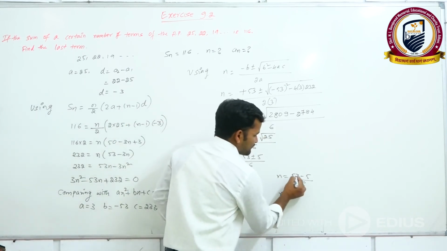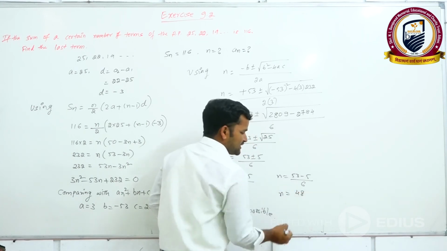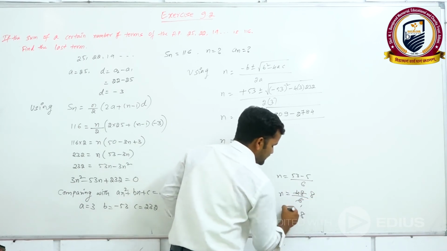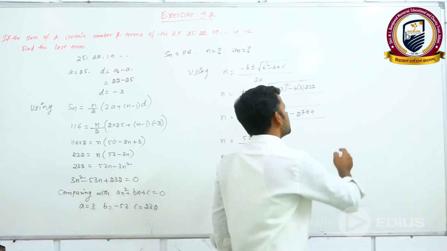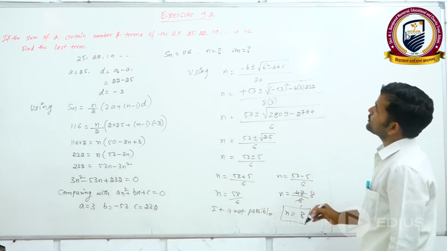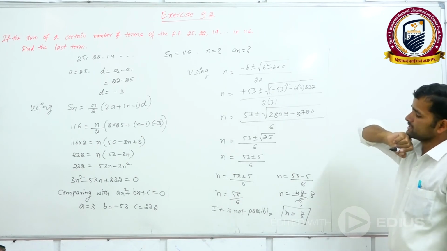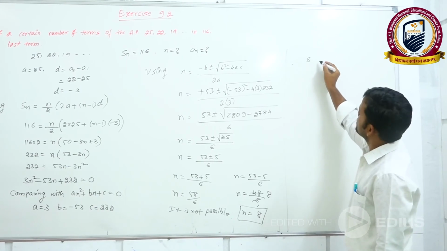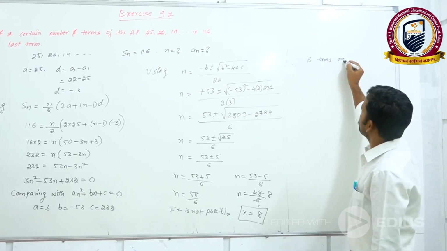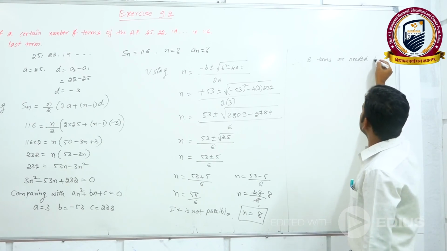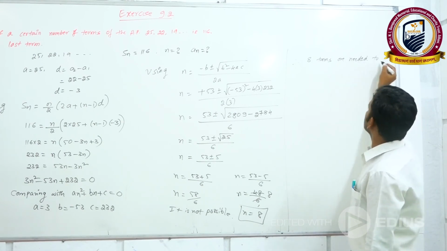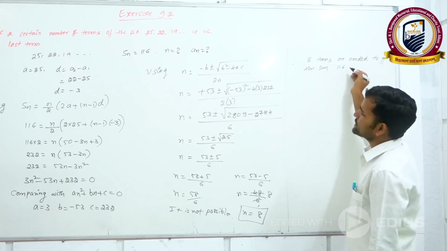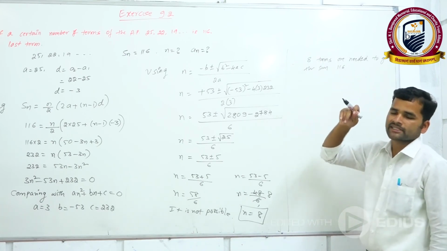N is equal to 53 minus 5, that is nothing but 48. 48 by 6, 6 eights are 48. N is equal to 8 is correct. Means how many terms are needed to give the sum 116? 8 terms are needed to give the sum 116. Therefore, 8 terms are needed to give the sum 116. That is the first part of your problem. I am writing this. Fine.